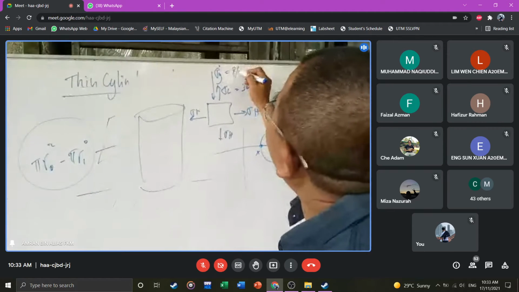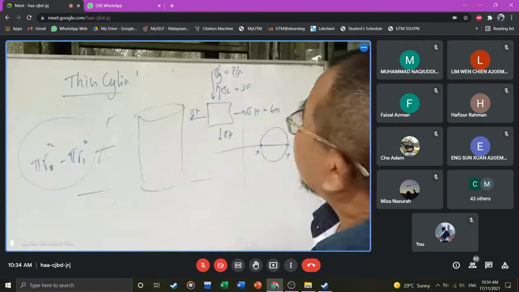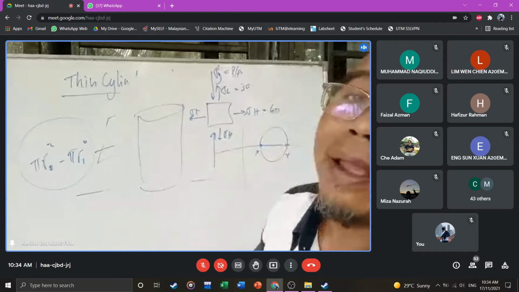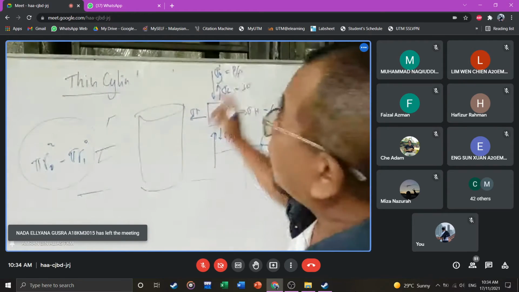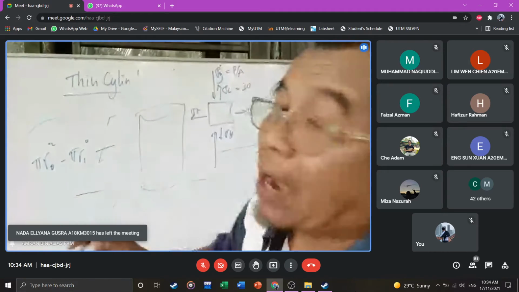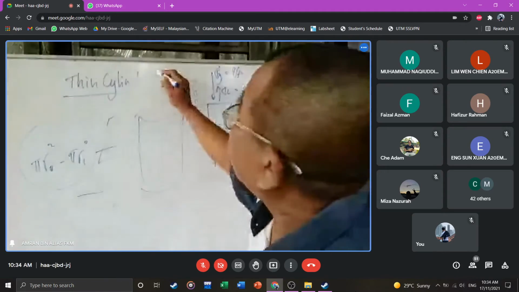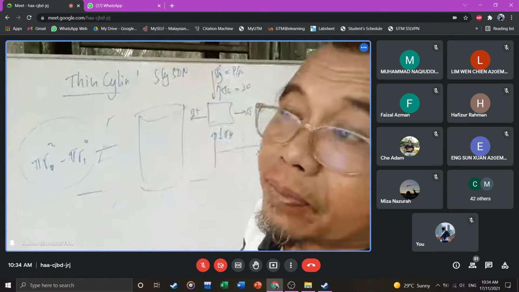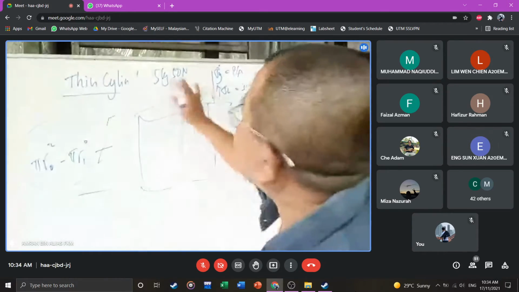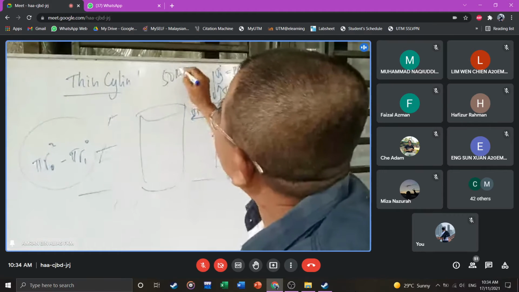Sigma Y is P over A, the weight of the book divided by the area. Weight of the book, let's say 5 kilograms. 5 kilograms is 50 Newton, right? Yes. Divide by the area: 50 Newton divided by the area.